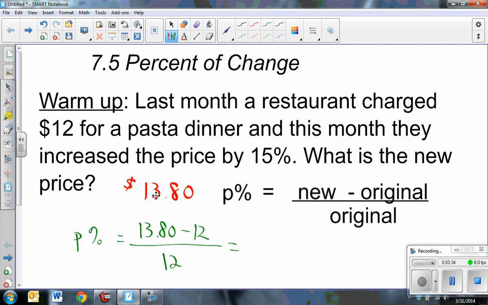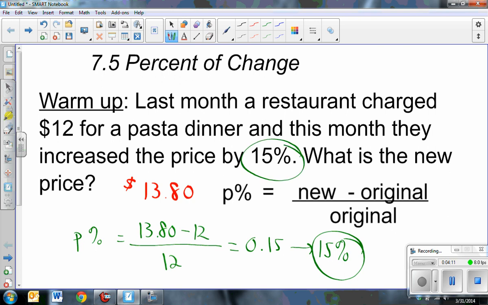So we put that in the calculator, and I'm going to use my handheld, which I have right here, and just work that out. So 13.80 minus 12 is $1.80, 1.8. I'm going to divide that by 12, and my calculator gives me 0.15. Now, I'm not done yet because I want the percent change. So I'm going to take this decimal and rewrite that as 15%. Okay? And that agrees with the 15% that we were given in the original problem.